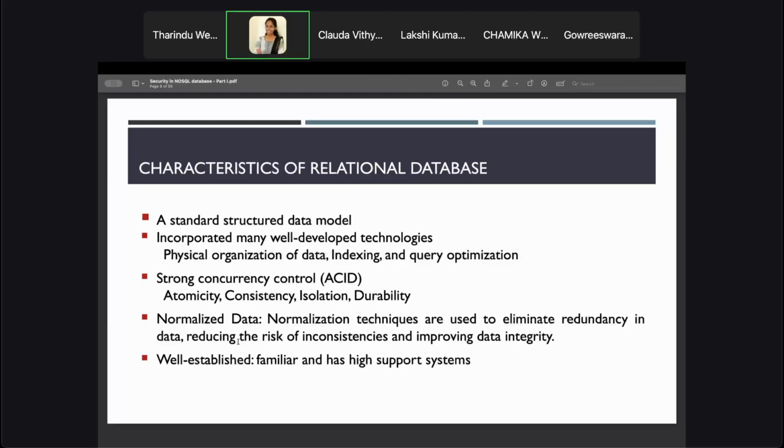So rather than having everything in a single column or a single table, you can separate them into multiple tables. Have the user details in one table, address details in another table, and you can use foreign keys to join them, right? That is what normalization means. In order to omit inconsistencies and data redundancies, we normalize the database. That is the next characteristic of a relational database.